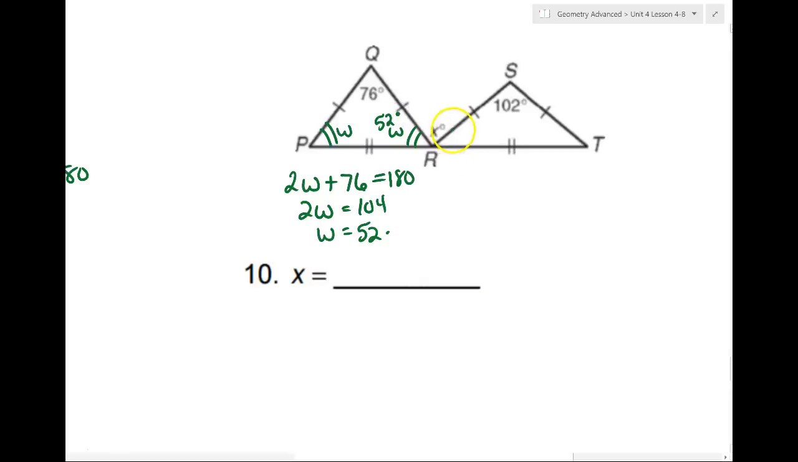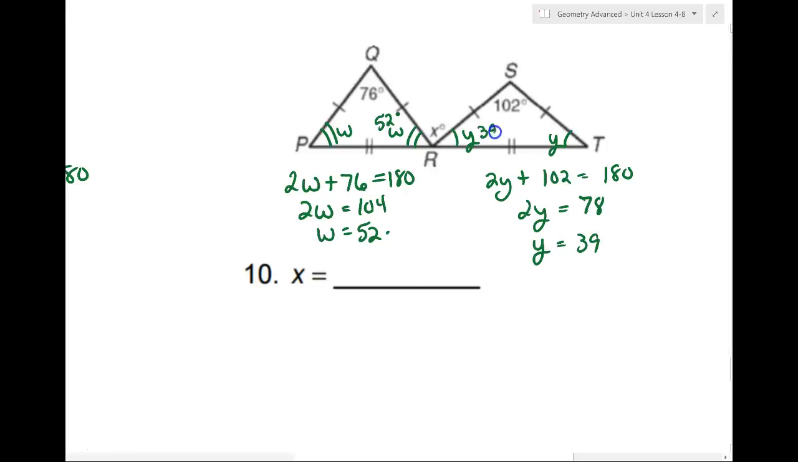Can I do the same type of idea for the other triangle? I'm just going to call those y this time. Well, I get 2y plus 102 is equal to 180, because again, these are isosceles triangles, base angles are congruent, all the angles of a triangle add up to 180. So I get 2y is equal to 78, y is going to equal 39.